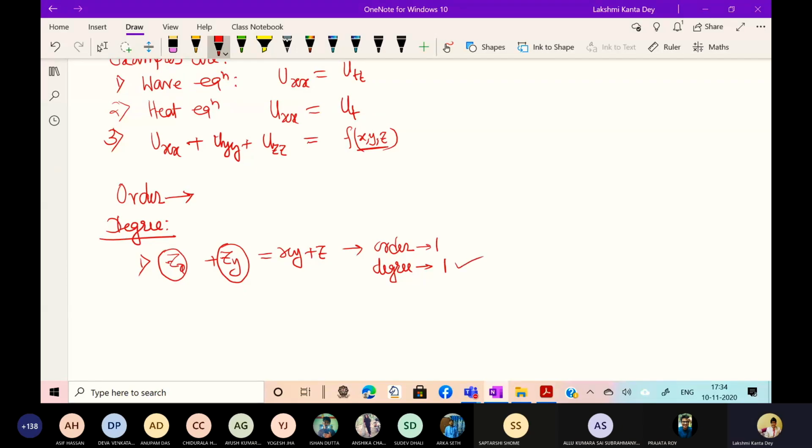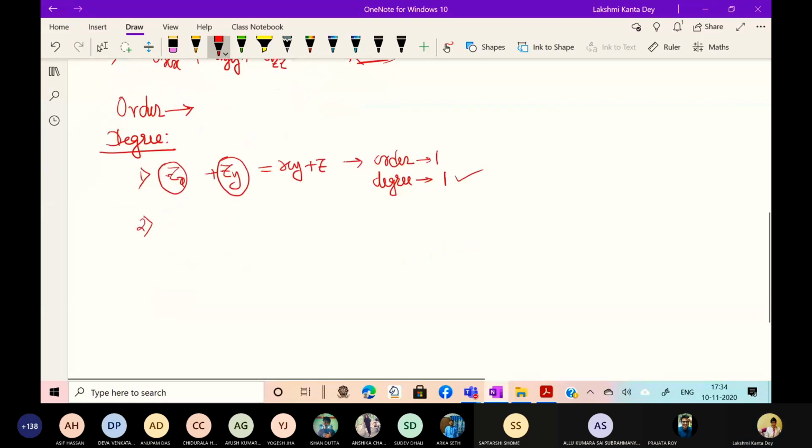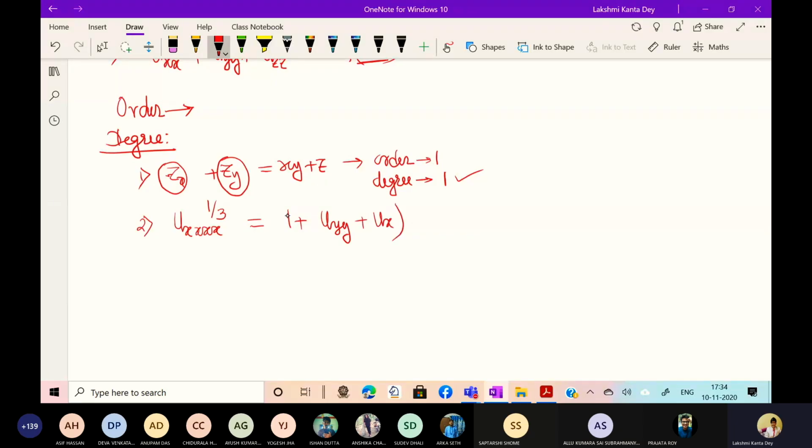And if we consider this one, u_x4, u_x6, equal to the power 1 by 3 is equal to 1 plus u_yy plus u_x all to the power half. So can you say what is the order of the differential equation in this case?